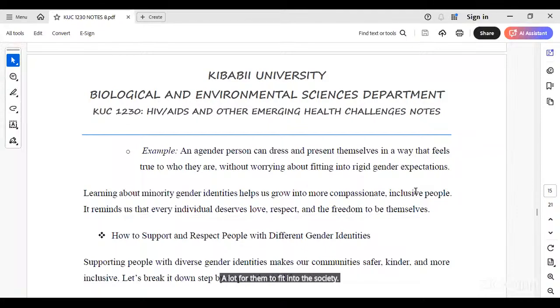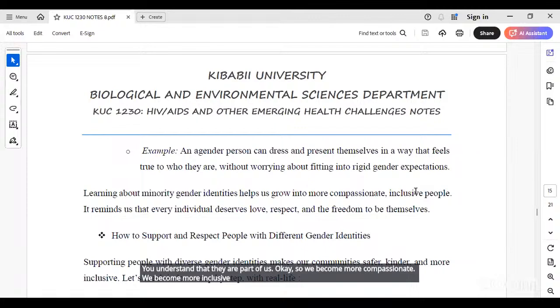So learning about minority gender identities helps us to grow into more compassionate and inclusive people. So when you are shown two ladies on the university walking holding hands, you don't stop in the middle of the road, take a picture, and post it. No, you understand that they are part of us. Okay, so we become more compassionate, we become more inclusive in society because we understand that these people are part of us.